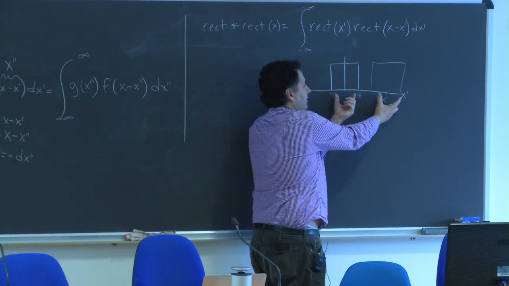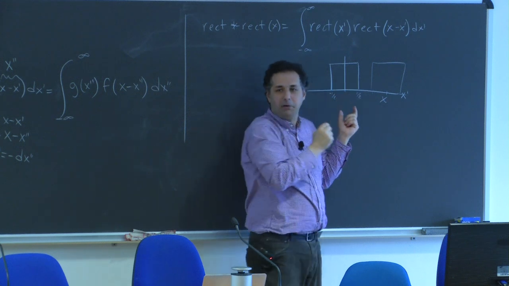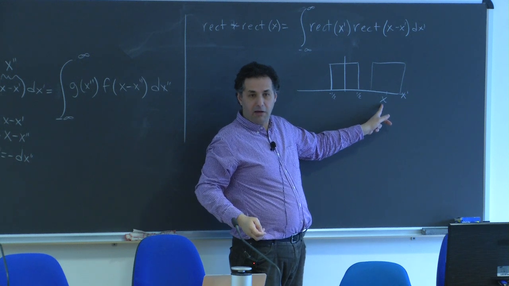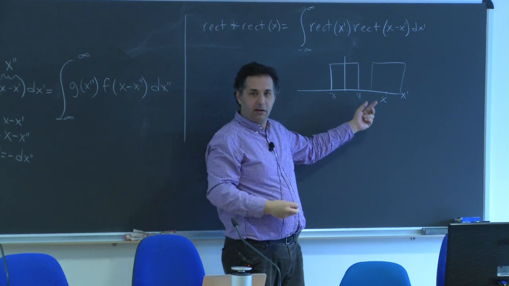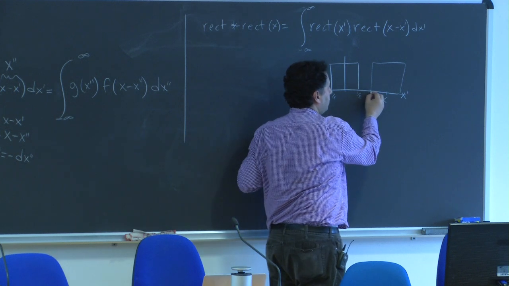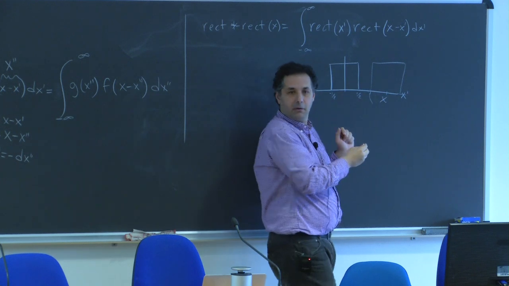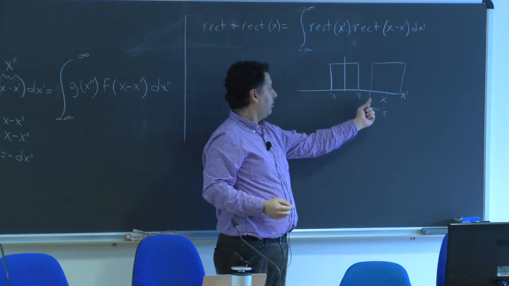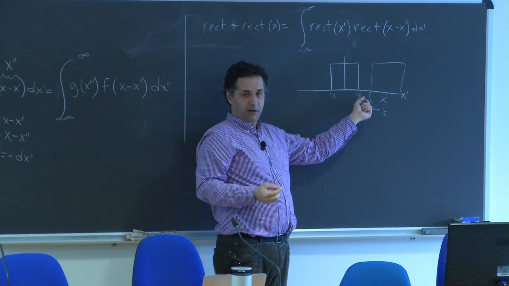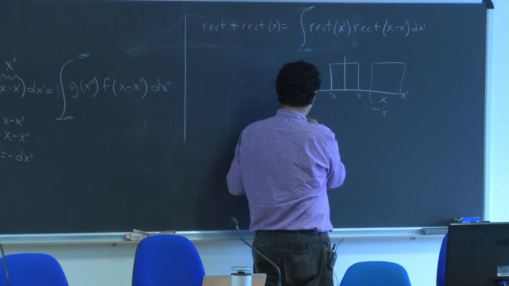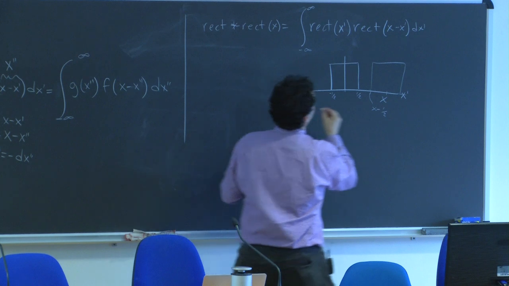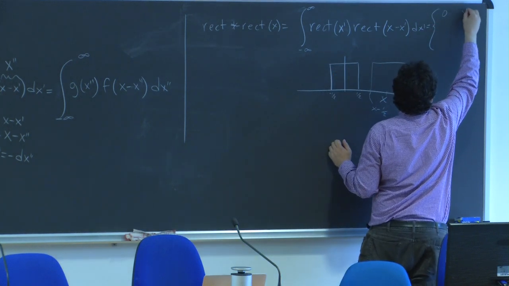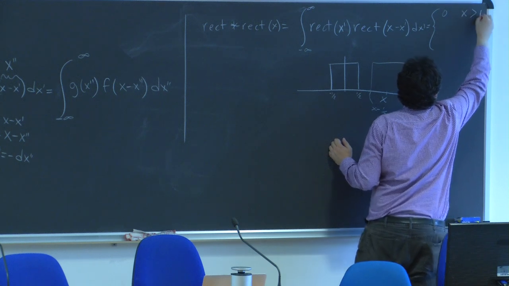If I start moving this to the right, when will they start overlapping? When will they touch? When x is what? 1/2, a little bit more than that. Because what is this point here? This is x minus 1/2. So when these two overlap, then we get 0 if x is greater than 1.